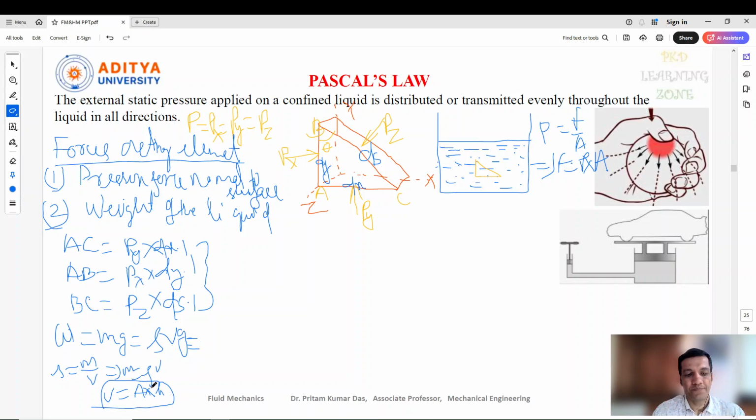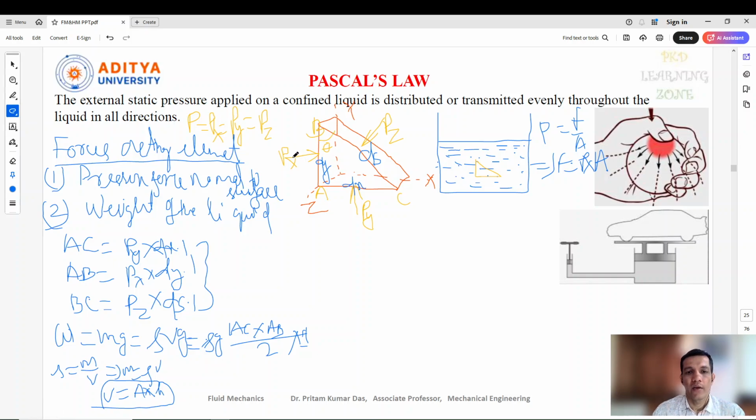For this right angle triangle, we need to identify the area. So let me write: rho into g, and the area is base into height, AC into AB divided by 2, into 1. The thickness needs to be considered as 1. This is the W. Now these are the forces acting on this element.